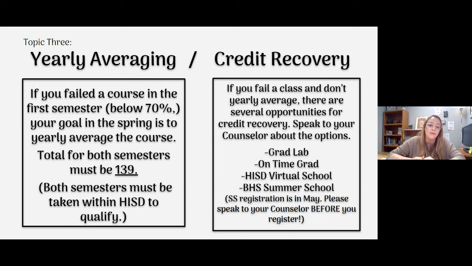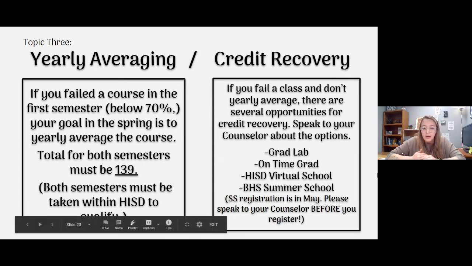Credit recovery is if you fail the class and you don't yearly average, you're going to have opportunities to recover that credit, okay? And your counselor can help you with that. We have Grad Lab. There's a program called On Time Grad with the district. There's HISD virtual school. We will have summer school for credit recovery. And summer school is going to be registered in May. So please speak to your counselor before you do register. You don't want to register for something you already have credit for.